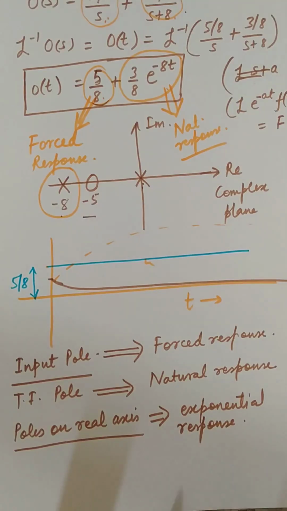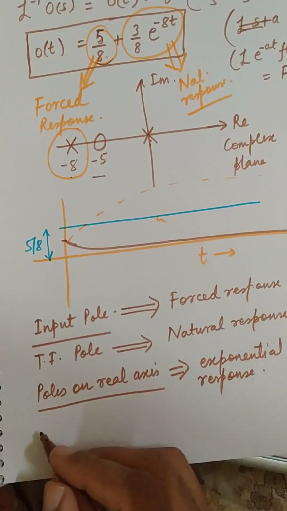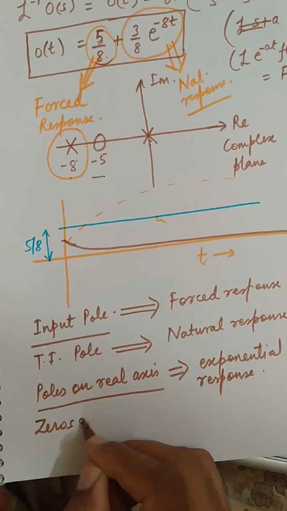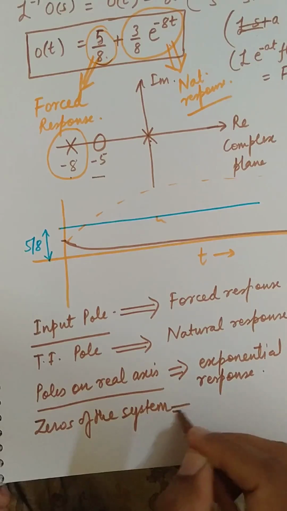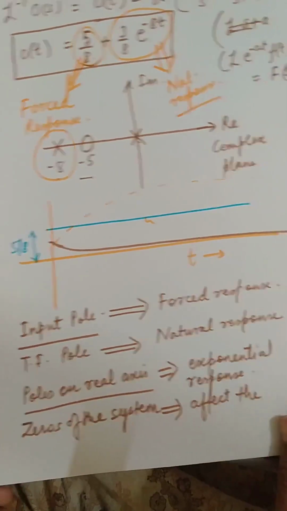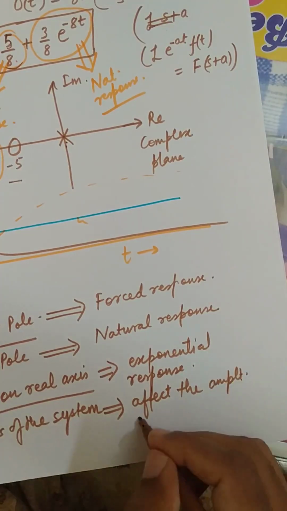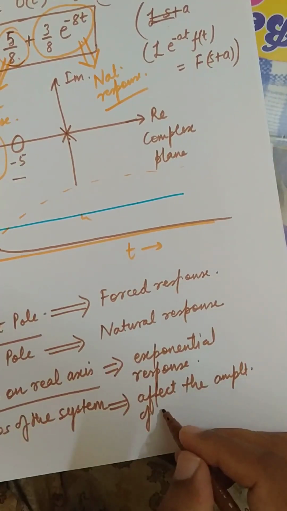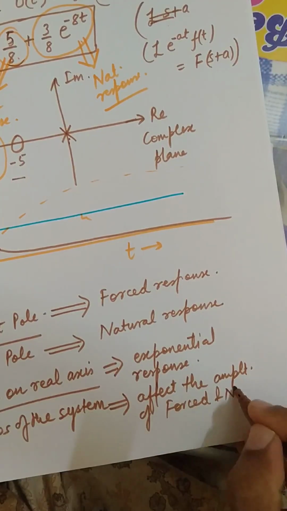And I have already told you that the zeros actually just affect the amplitudes, right, of both the forced and the natural response. So zeros of the system, they affect the amplitude of forced and natural response.